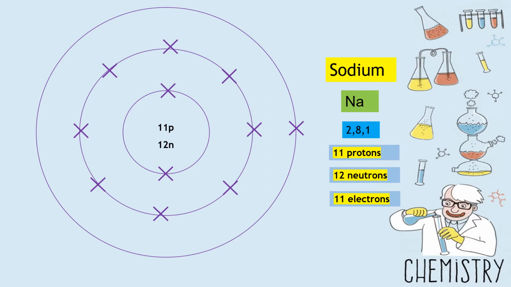Now, as you can see, sodium has one valence electron. What are you going to do with this? So the sodium atom in a neutral state, wherein it has 11 protons, 11 electrons and 12 neutrons, needs to lose one electron to make it stable.